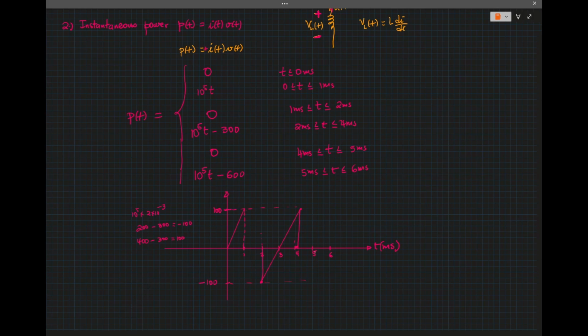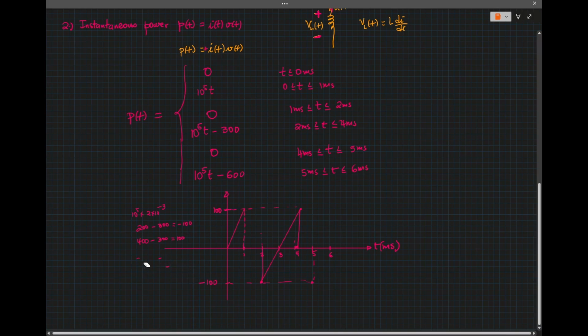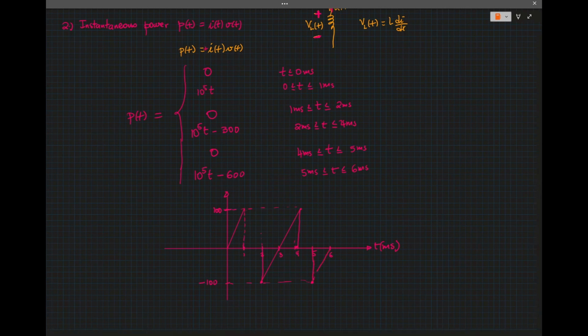So at this point it is minus 100. Then at 6 milliseconds, so 10 to the 5 times 6 times 10 to the negative 3, that gives me 600 minus 600, that's 0. So we have 0. So this graph looks like this, right? So that's the sketch of the instantaneous power.